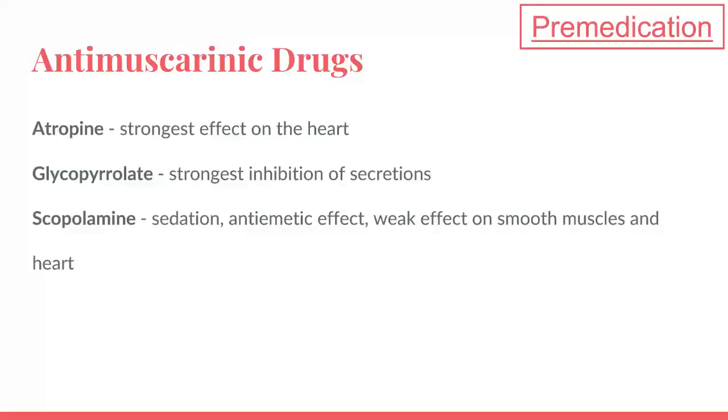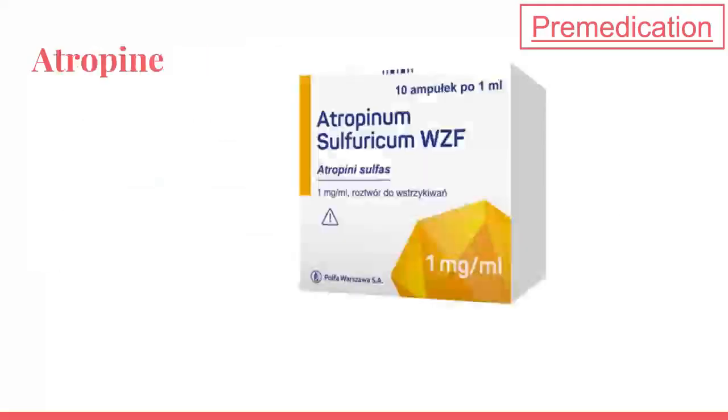Through their effect on the heart, we'll observe an increase in heart rate, which is particularly important during anesthesia, especially during general anesthesia when we may face life-threatening bradyarrhythmia. There are three antimuscarinic drugs: atropine, glycopyrrolate, and scopolamine. In Poland, atropine is the most widely used.